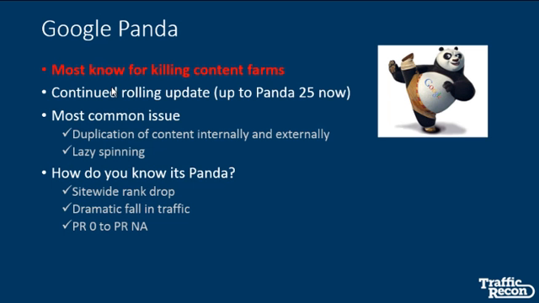And it wasn't necessarily just that a page falls out of the index, but where it seemed very rampant, Google was dropping entire sites. So this is a dramatic fall in traffic. If you're actually monitoring PR with the PR toolbars, it's going from PR0 to PRNA. So this isn't something that's a small difference.